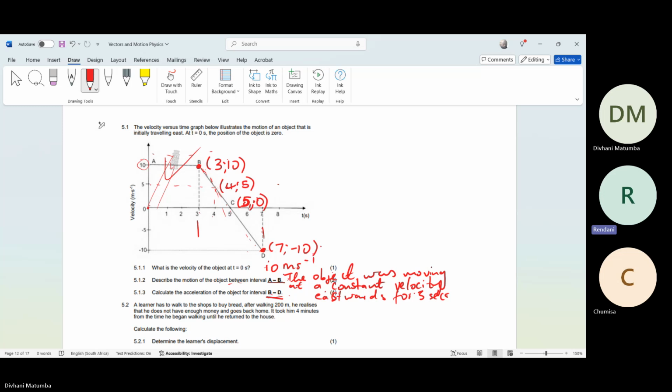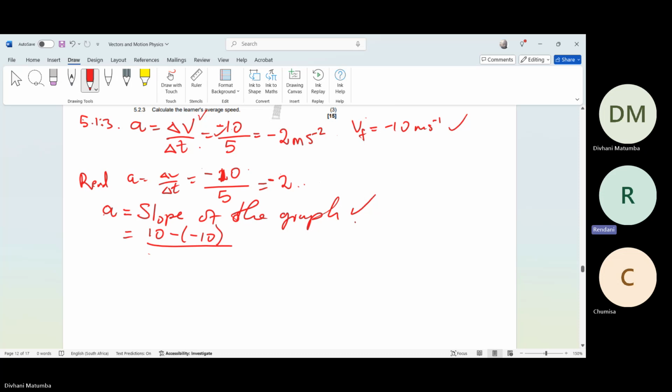Which is 10 minus negative 10, divided by 3 minus 7. Okay, perfect. 3 minus 7. So how much are you getting? Negative 5. Yes, negative 5. Do you see the difference between your answers and the one you just got now? Yes. Whatever you got up there, it's rubbish.